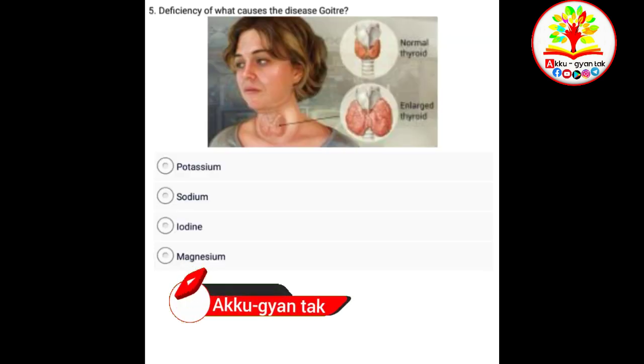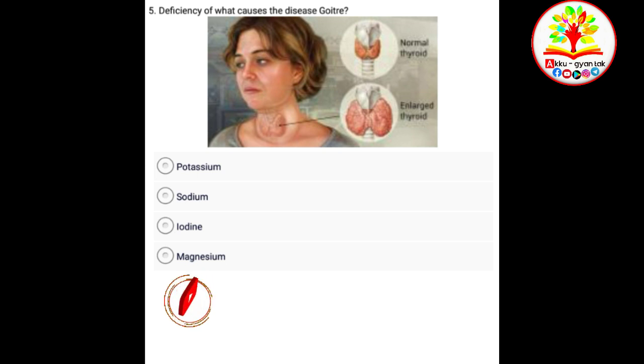Deficiency of what causes the disease goiter? A. Potassium. B. Sodium. C. Iodine. D. Magnesium.